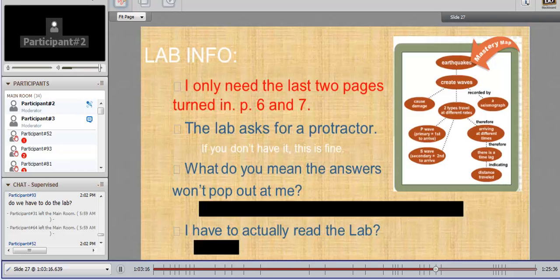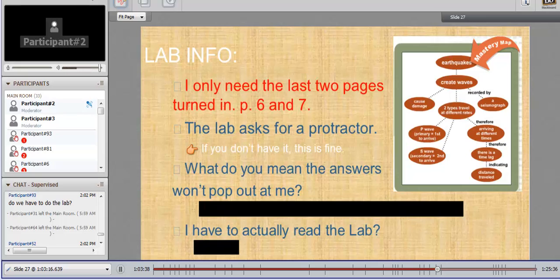So let's get started. Lab info. I only need the last 2 pages, like I just said. The lab asks for a protractor. If you don't have it, this is fine. Not a big deal. We have other ways for you to do that part of the lab without a protractor. Not a big deal.